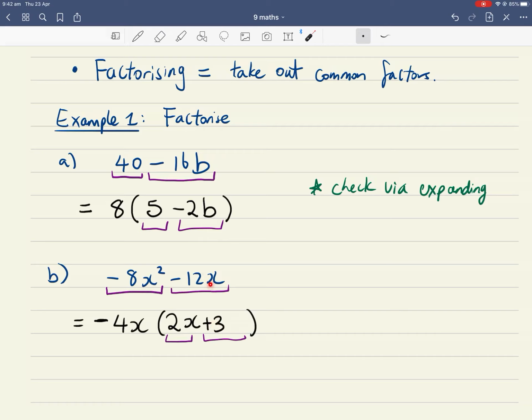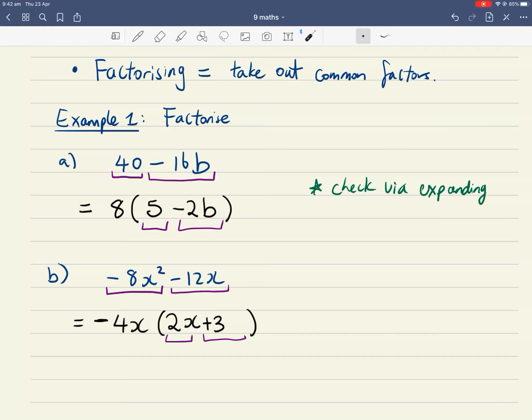Now look at the variable, the x. There's an x here, and then there's an x here, so there's nothing else I need to put inside the brackets. Okay? So again, always check via expanding. So negative 4x times 2x gives me negative 8x squared, which is our first term. Negative 4x times positive 3 gives me negative 12x. So we know our answer is correct because when we expand our answer, we get what we started off with.